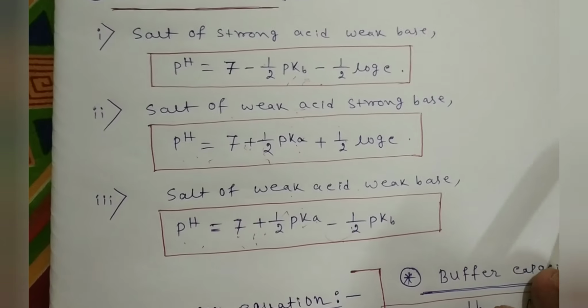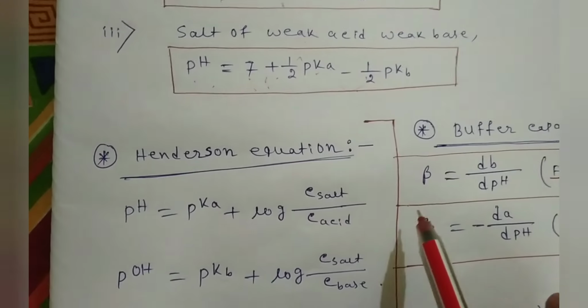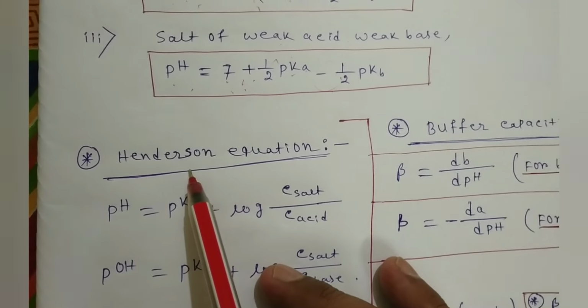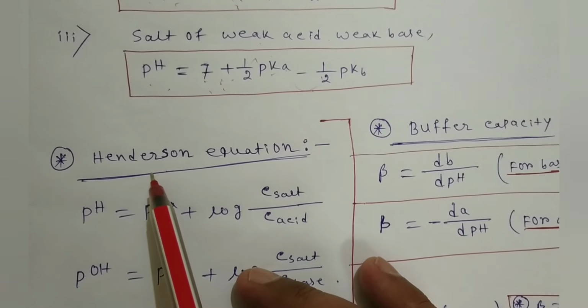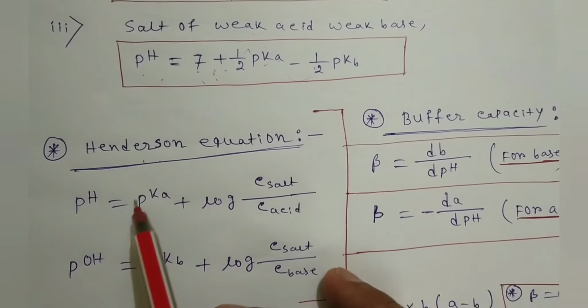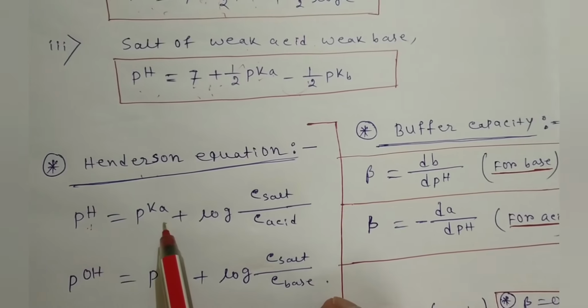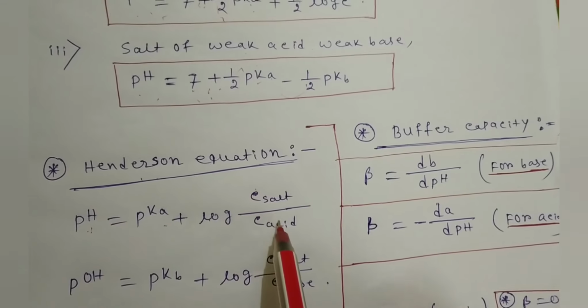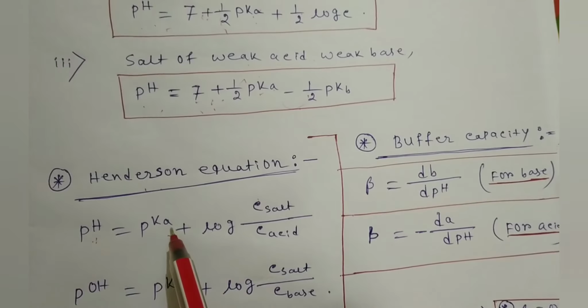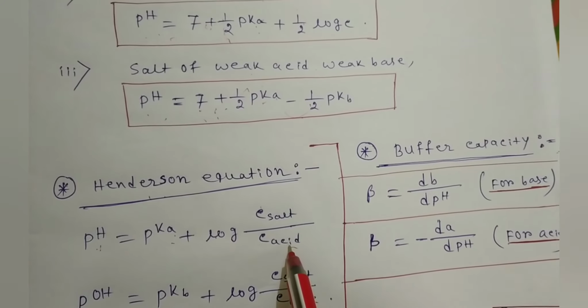Okay, so you have to remember these equations. Now the important thing is the Henderson equation. So we all know that for ionic equilibrium, the Henderson equation is an important thing. So for this, pH equal to pK plus log of C salt by C acid. Here the denominator will be the concentration of acid.